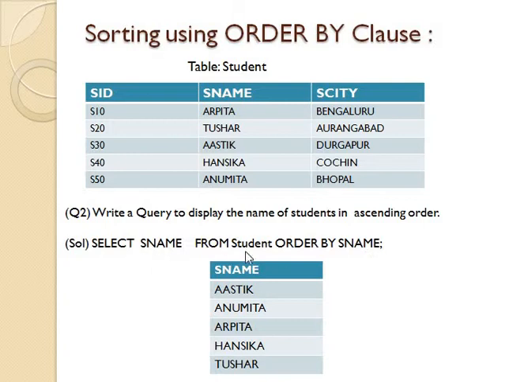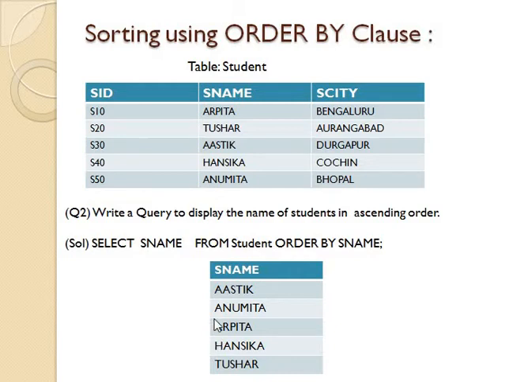And upon executing this query, you can see the list of students getting displayed in the output table in ascending order, with the student name starting with the letter A appearing first, then with the letter H, and then with the letter T. Now out of all the students appearing with the letter A, Astik comes before Anumita and Anumita comes before Arpita.